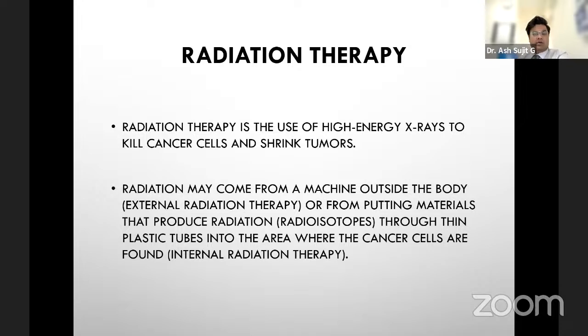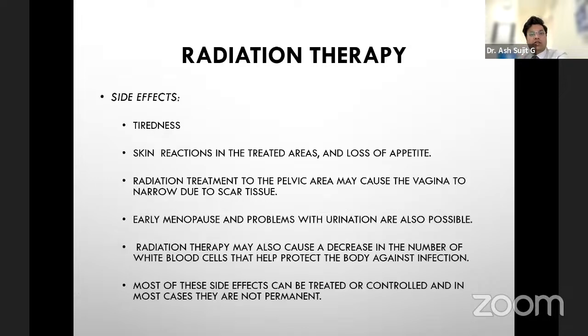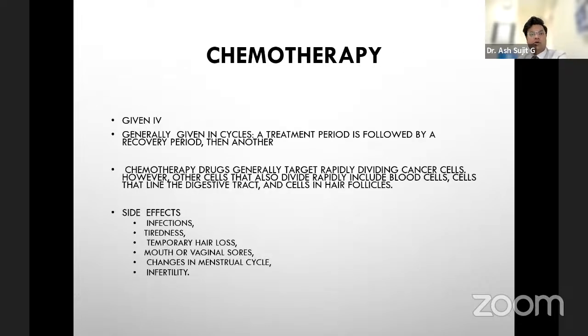Radiation therapy is where we use high-energy X-rays to kill cancer cells and shrink the tumor. There are side effects where the patient can have reactions to the radiotherapy, which can lead to early menopause and problems with urination, because this area is very closely related to the bladder. So this is one aspect that you have to explain to the patient also.